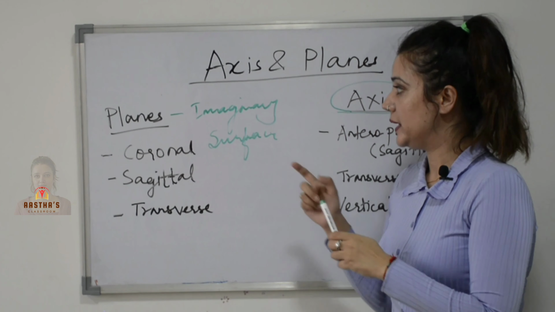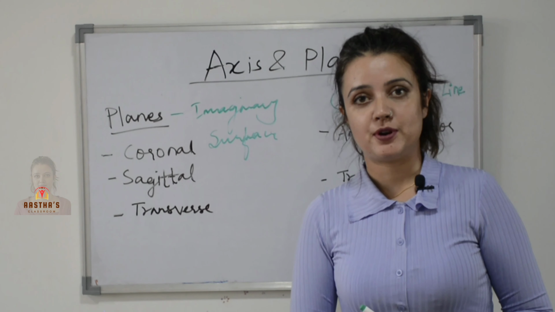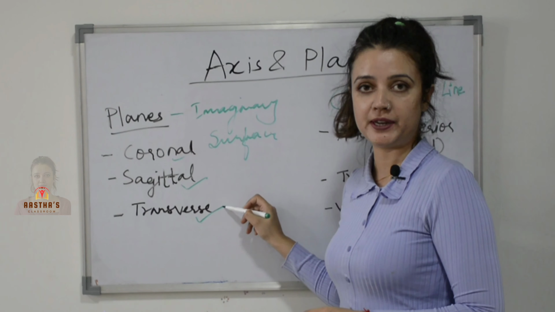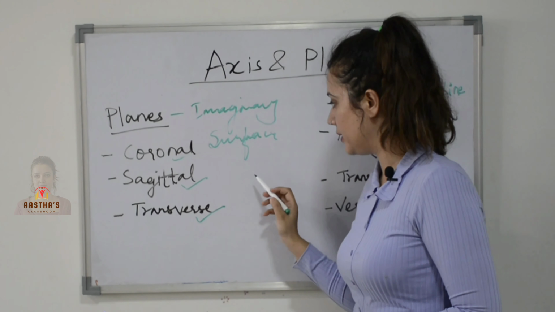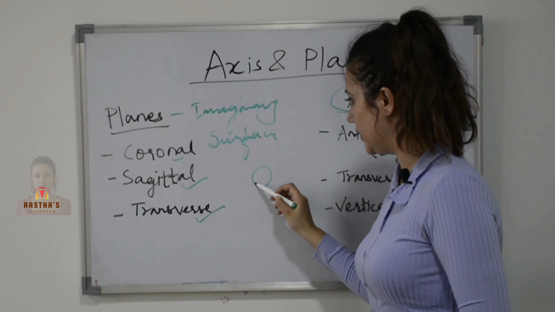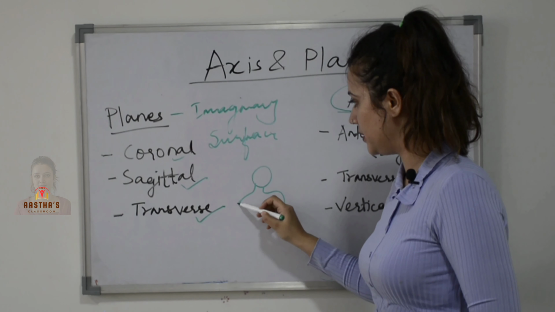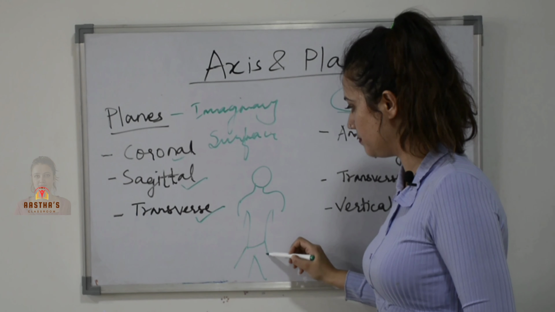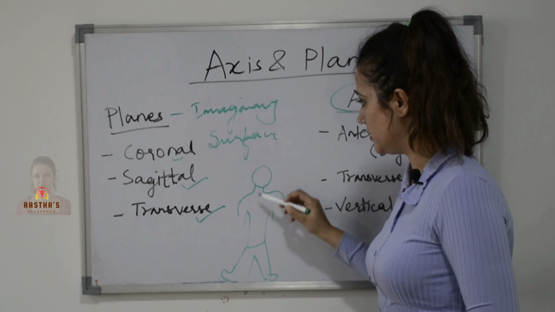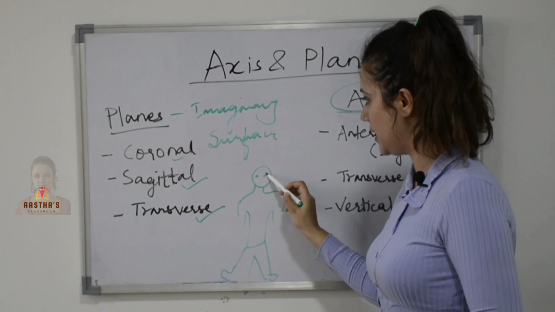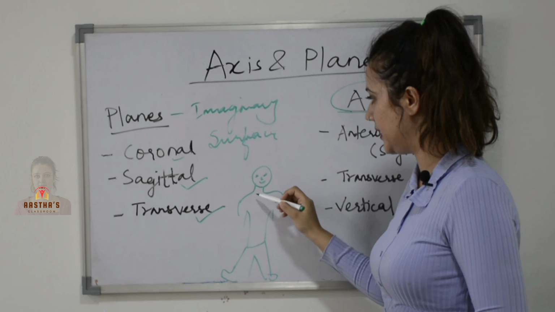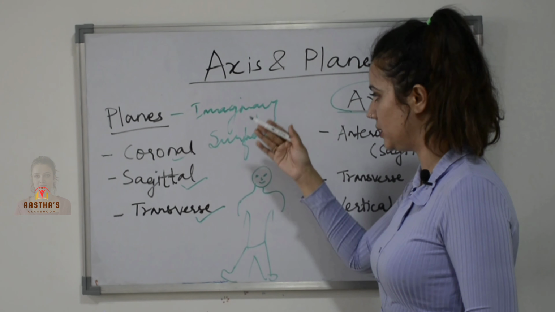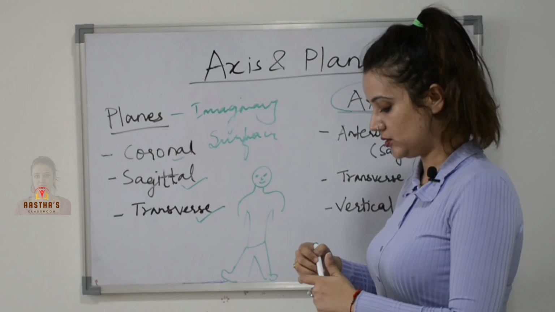Now coming to planes, what are the different types of planes that are present? We have the coronal plane, sagittal plane and transverse plane. What do we mean by coronal plane? If we are making a body like this, what we see from the anterior or the posterior part, this diagram is the coronal plane. We can see the eyes, nose, mouth, neck. This is the coronal view.